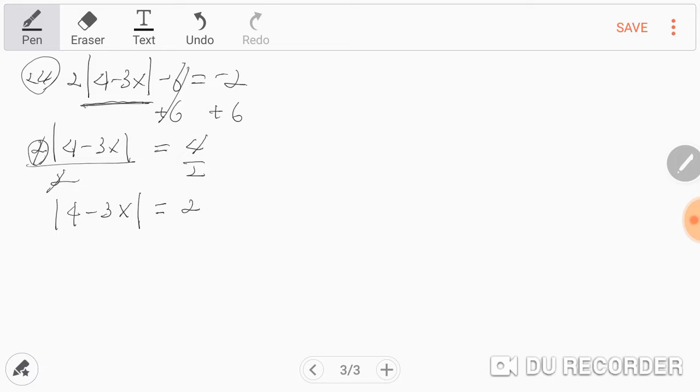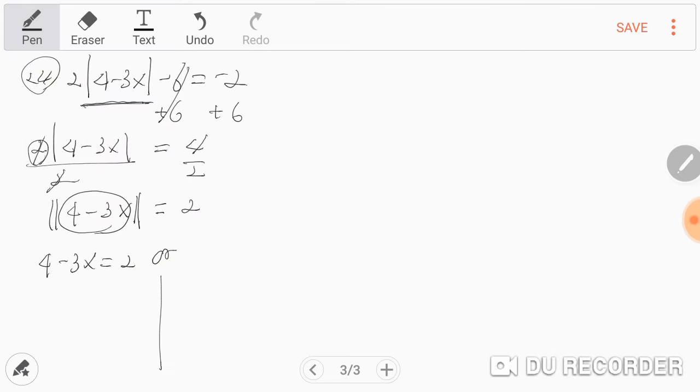Then use our standard method. The absolute value of something is equal to 2. So this expression is equal to 2 or negative 2. So there are two equations: 4 minus 3x is equal to 2, or 4 minus 3x is equal to negative 2.